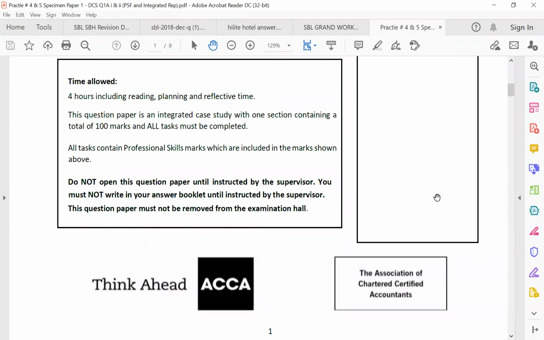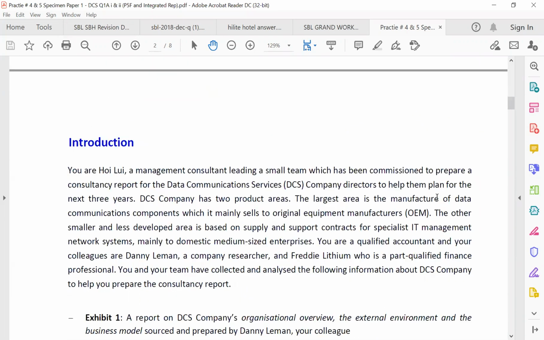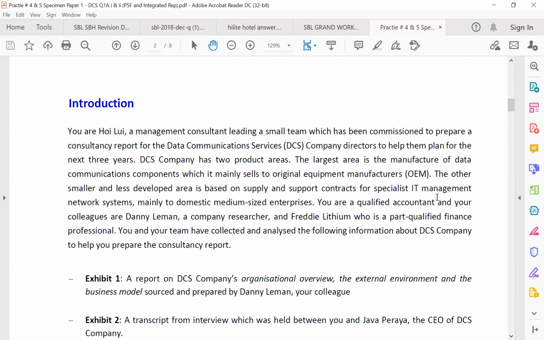Let me read this out. This is not a 4-hour examination. However, we just want to practice it out, so we can do this in this way. And this will save our time.